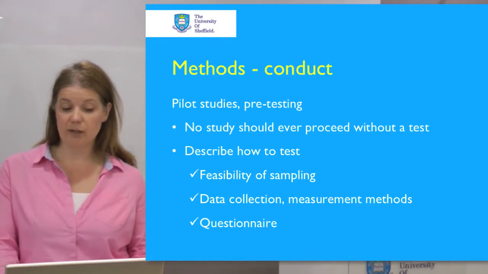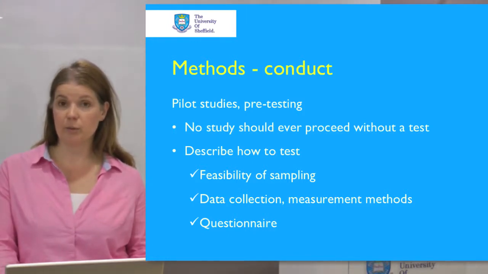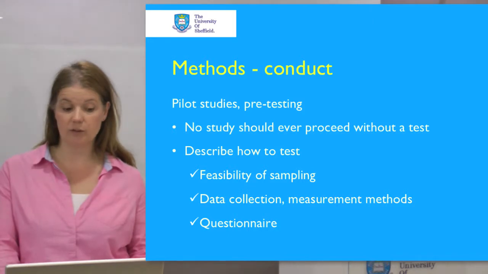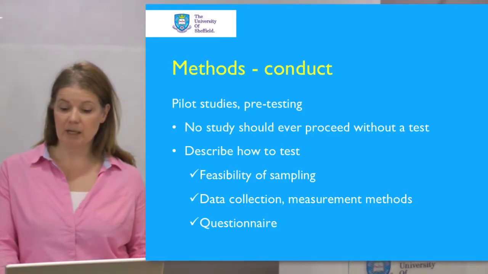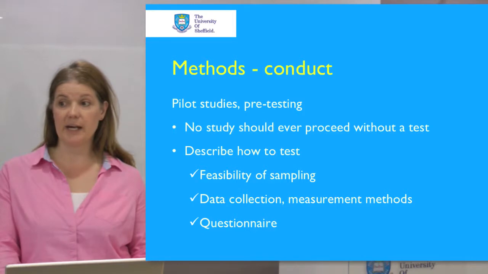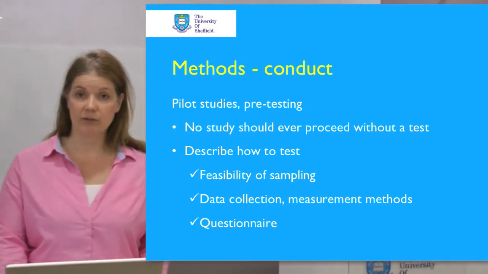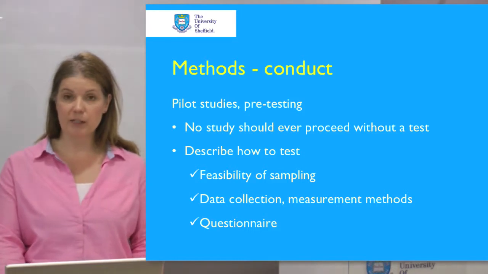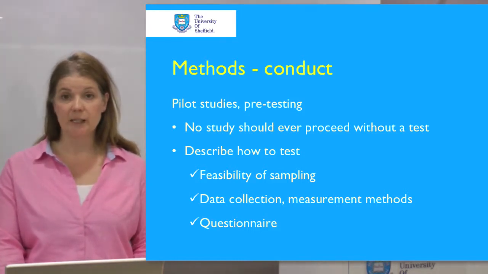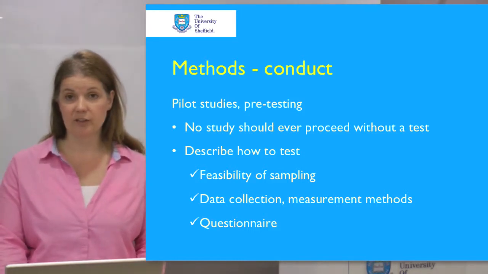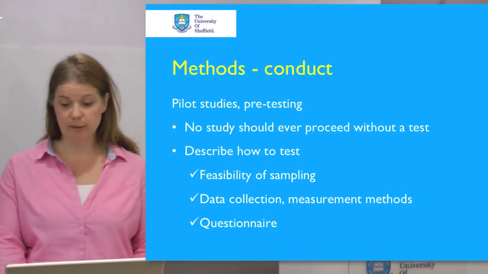So you need to describe how you're going to test, for example, whether the sampling procedures are feasible, whether your data collection methods are feasible, and whether your questionnaire is valid. So often, for example, in questionnaire type research, we might give our questionnaire to 10 or so people and check that they understand it, that it's relevant to them, etc. It's really important to do this before you begin, because once you've collected your data for a study, you can't go back again and redo it.